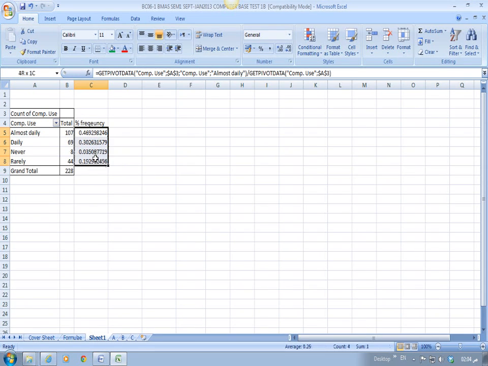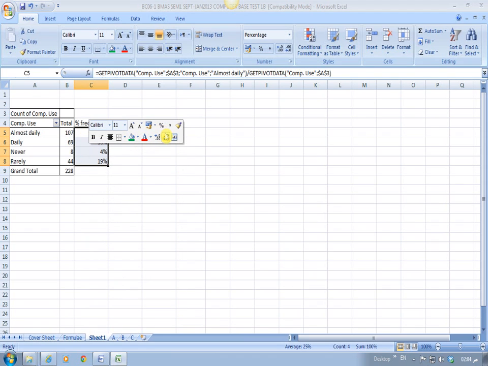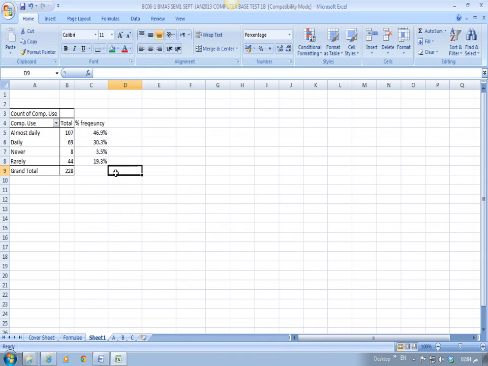You need to change this one to percent because the question is percent. If you put it like this, this is relative. So if we want relative, we leave it like that. If we want to make it percent, right click and then change it to percent. You can use at least one decimal place.